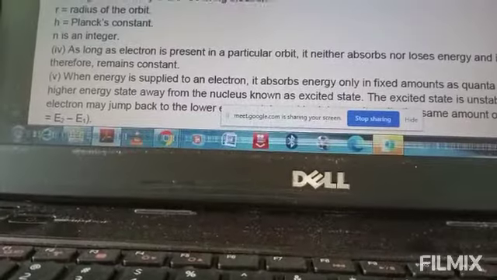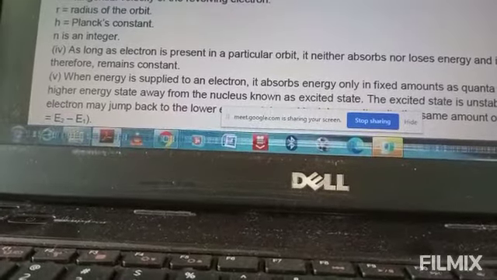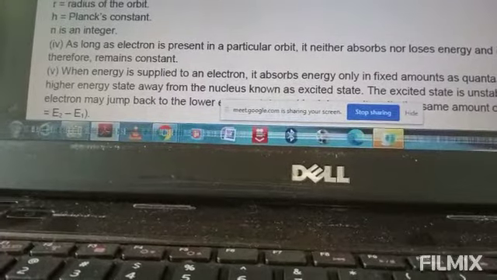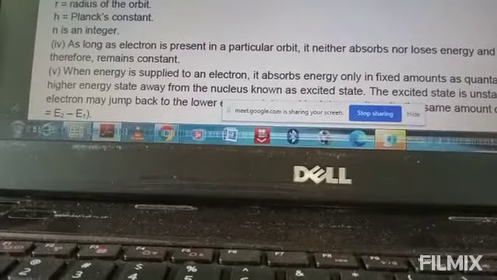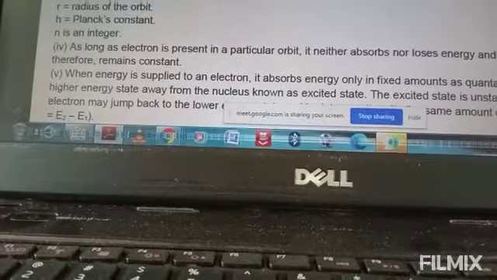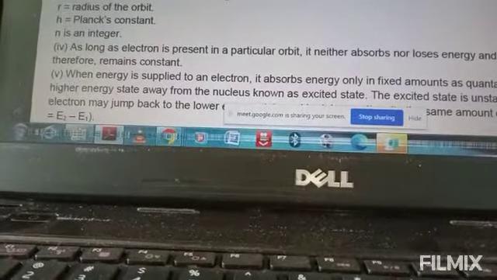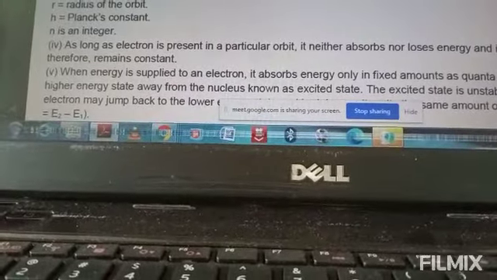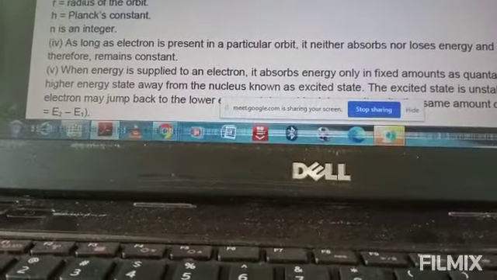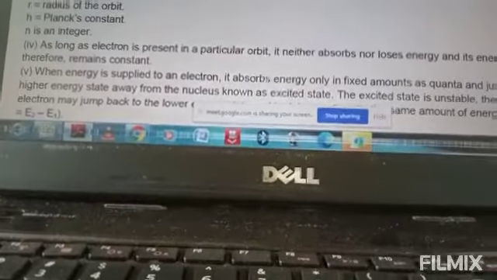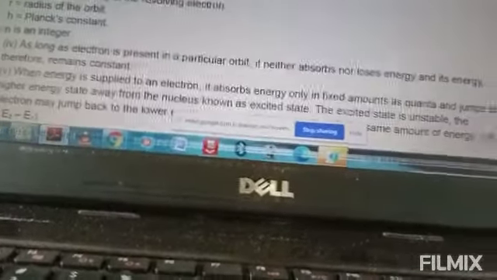After that, if it is n equal to 2, then you need to find E2. E2 means minus 2.18 into 10 power minus 18 joules, times 1 by 2 square. Then you will get minus 0.545 into 10 power minus 18 joules. Like this, you can find E3, E4, all that we have discussed.